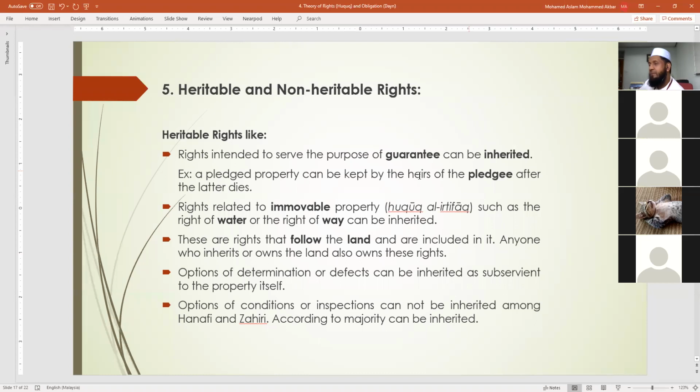Options of condition, or inspection, okay, this is different. Options of determination is something given if there is a defect, so you can return it. But options of condition or inspection cannot be inherited among the Hanafi and Zahiri, while according to the majority it can be. But it's okay. This option of condition is actually shurutul khiyar. We will inshallah discuss this in the second half of the semester, because we have one dedicated chapter for options.